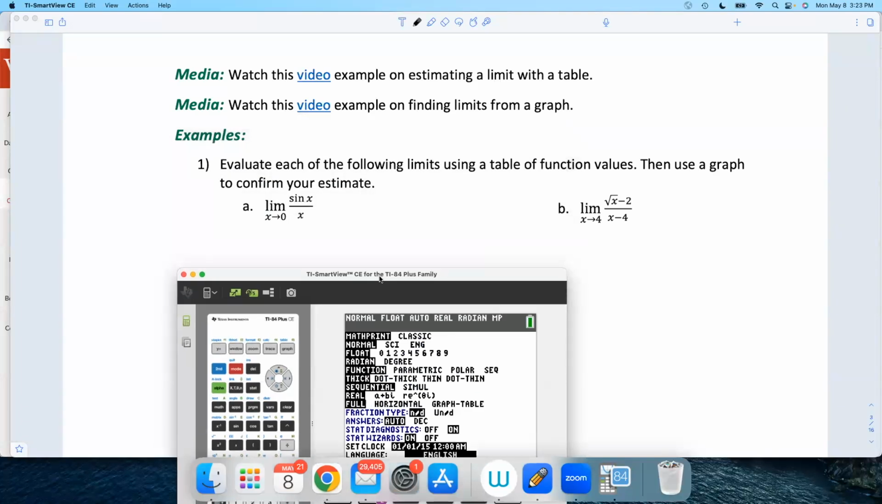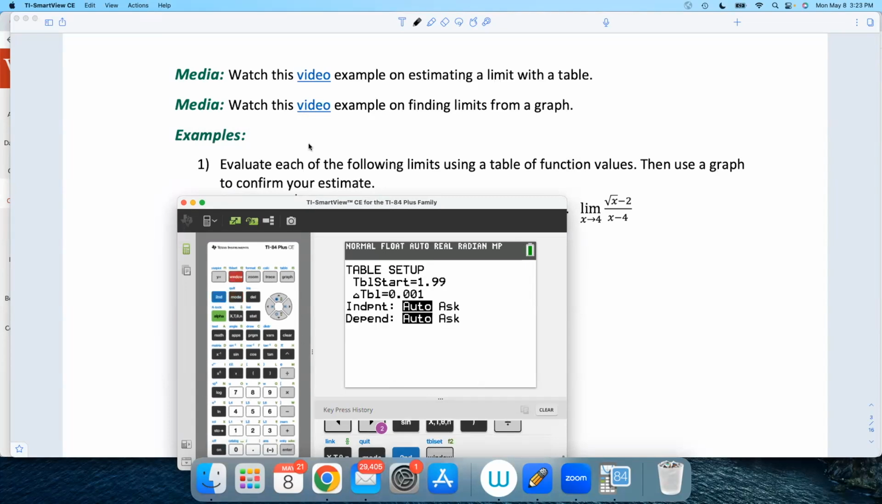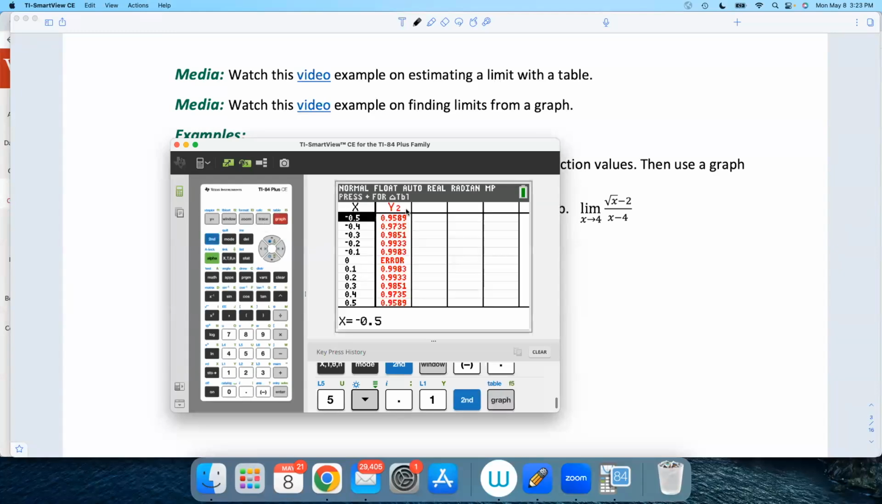Okay. I want the limit as x approaches 0. So I want to be near 0. So I could do my table set here and maybe start at something a little smaller than 0, maybe negative 0.5, and go up by 0.1 at a time, because I want to check on both sides of 0. And now I can go to the second table and look.